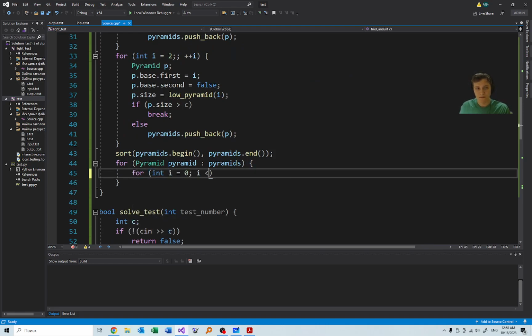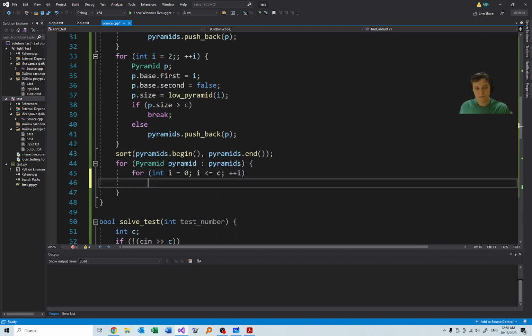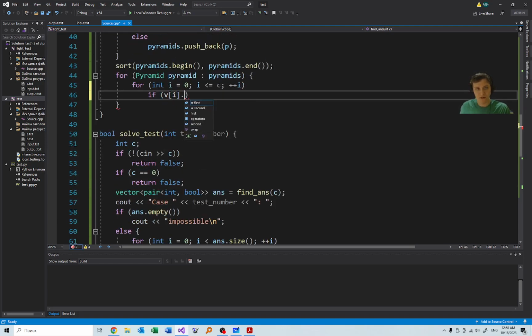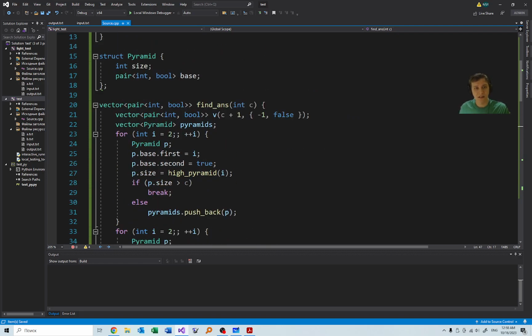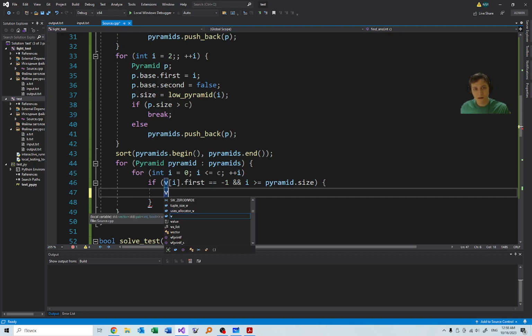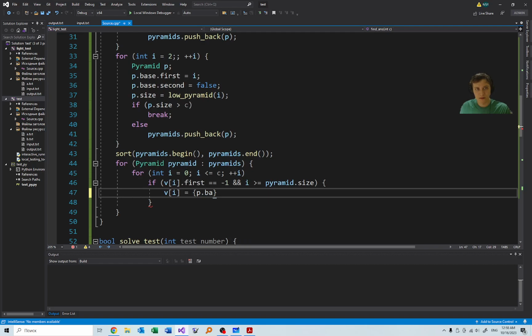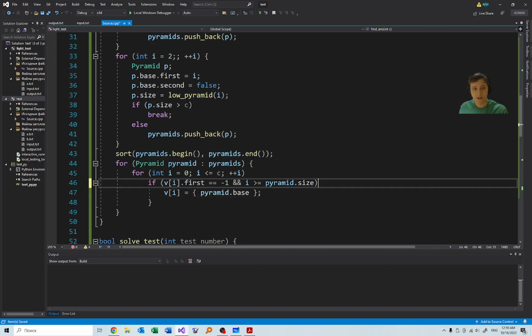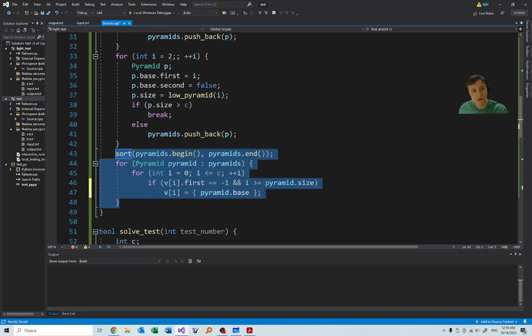So let's go through all numbers. And I want to check whether I can get now this number. So I want to check whether this number was inaccessible, so v i dot first was -1. And I can use the current pyramid, which means that i is at least pyramid dot size. And if this is the case, I can say that v i equals pyramid dot base. That's it. Great. And this is the whole knapsack, I guess.